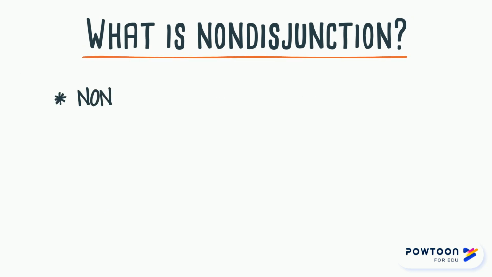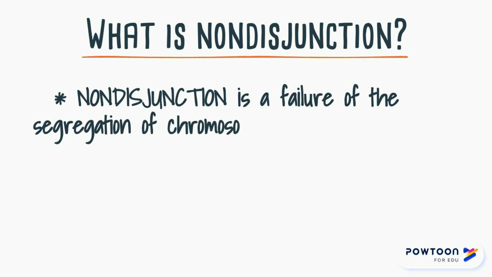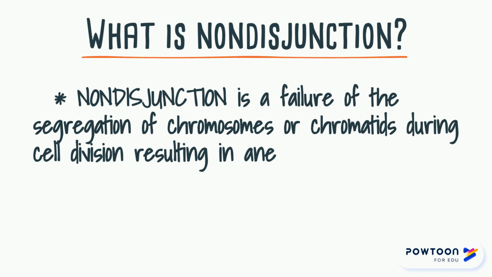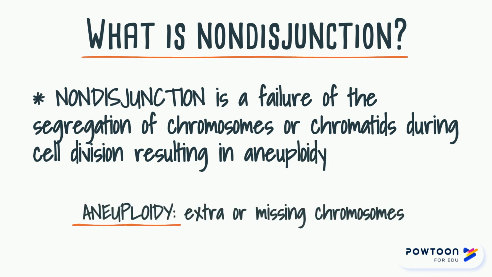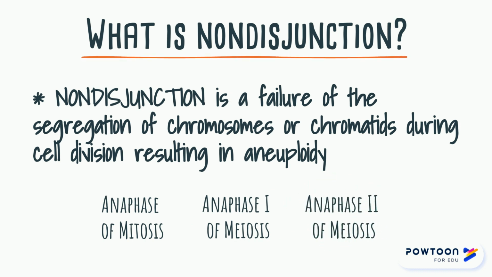What is nondisjunction? Nondisjunction is a failure of the segregation of chromosomes or chromatids during cell division, resulting in aneuploidy. Aneuploidy is extra or missing chromosomes. Nondisjunction can happen in anaphase of mitosis, anaphase 1 of meiosis, or anaphase 2 of meiosis.